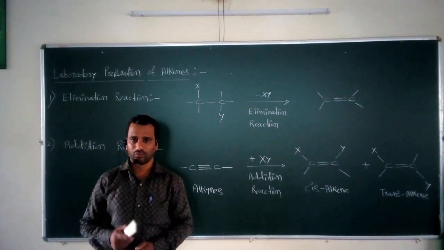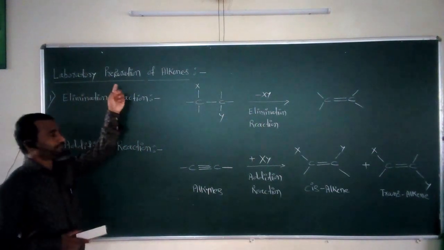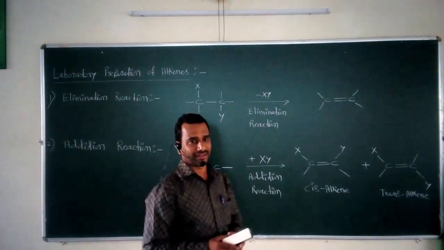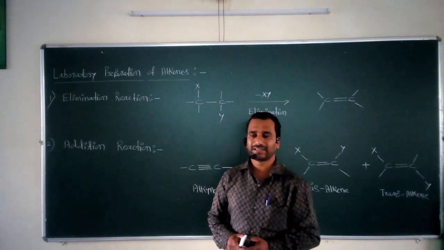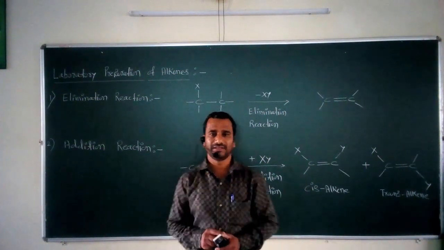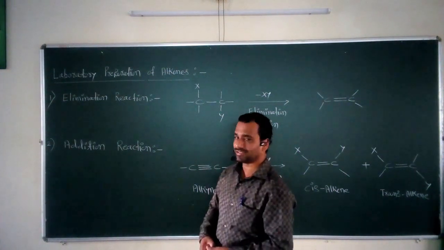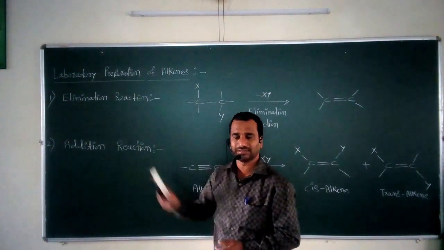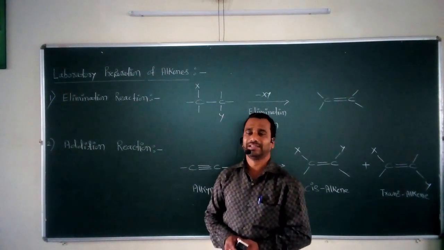So today we are going to study the laboratory methods of preparation of these alkenes. How do we prepare these alkenes in our laboratory? That is our today's point of discussion. These alkenes can be prepared in a laboratory by using two common and important reactions in organic chemistry. One reaction is called the elimination reaction, and the second important reaction is called the addition reaction. By using these two important reactions, we can form these alkenes in a laboratory.